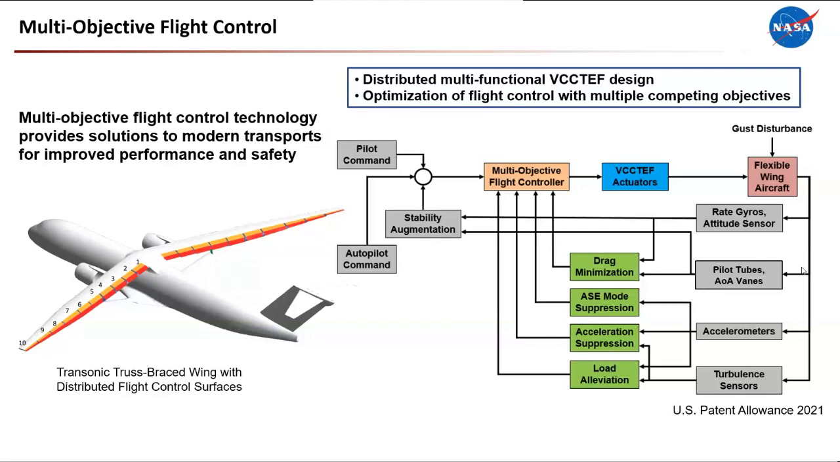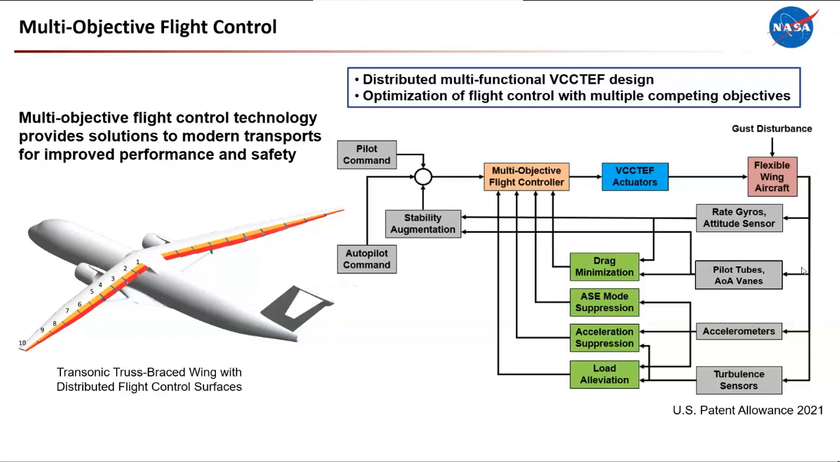So there are multiple objectives that we want to address. We want to be able to minimize drag in real time, and as an aircraft does any maneuver or cruise, we want to be able to suppress any structural mode because all the wings have become flexible. The structural mode is going to creep into the flight control bandwidth, and we have to suppress them. Otherwise, it's going to mess up the so-called pilot handling quality.